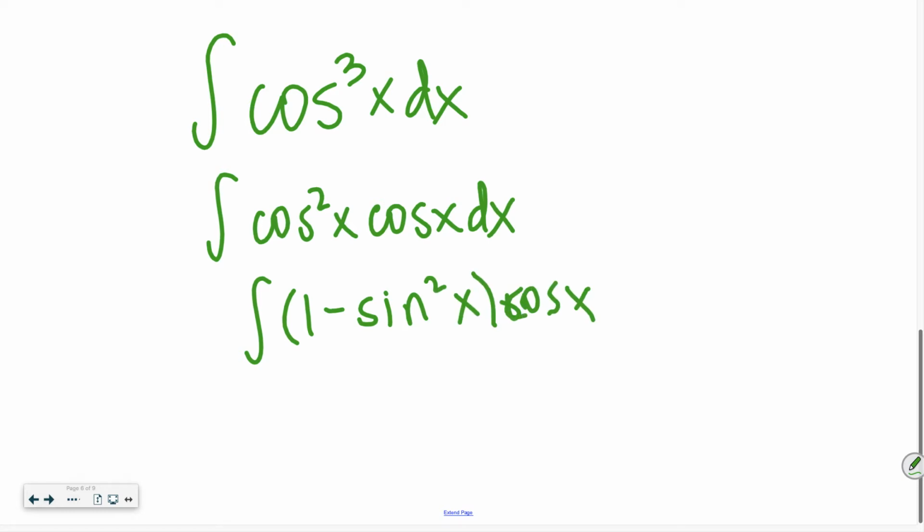Wow. There's going to be one of each on our test, isn't there? And so then you can use u substitution at this point, right? u can be sine, and then du would be cosine, and you have the integral of 1 minus u squared. That's pretty.